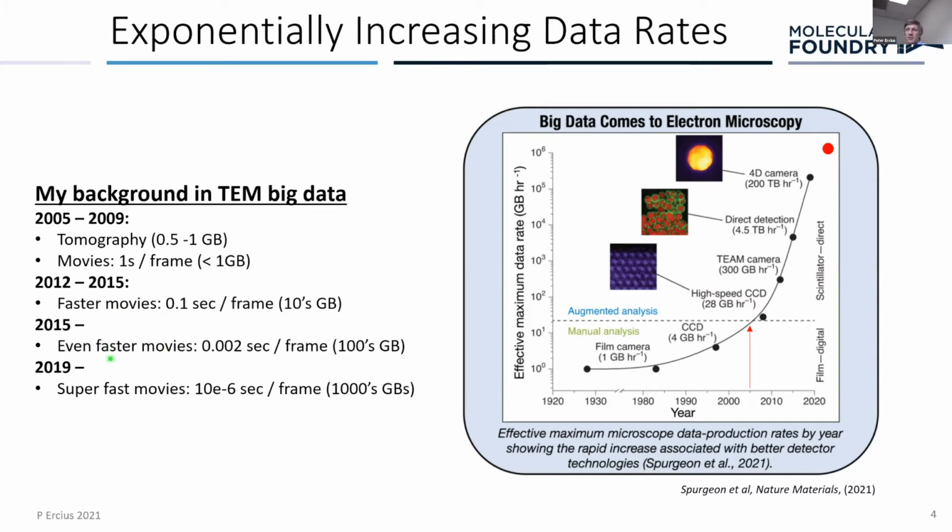But of course, the detector starts getting faster. So now we're running in millisecond speed. Sorry, I was talking earlier about 100 millisecond speed. Now we're in millisecond speed and hundreds of gigabyte data sets. And the data I'm going to talk about today is going at microsecond speeds, about 10 microseconds.